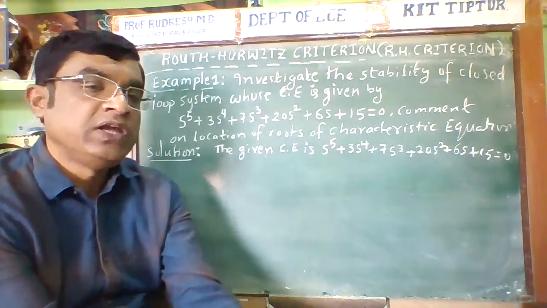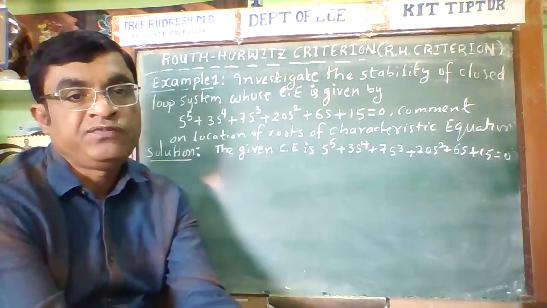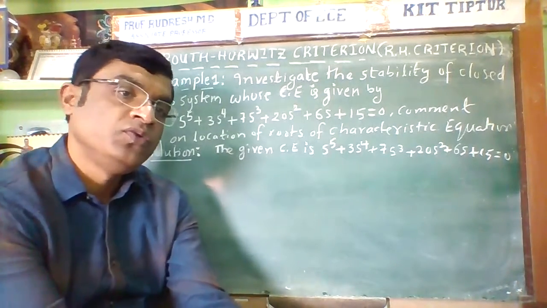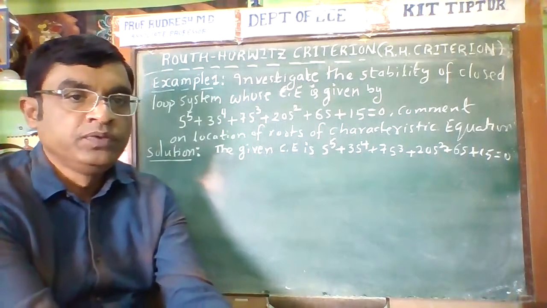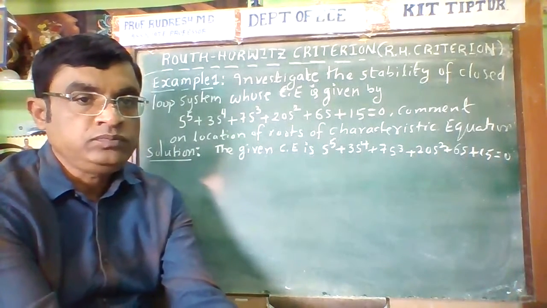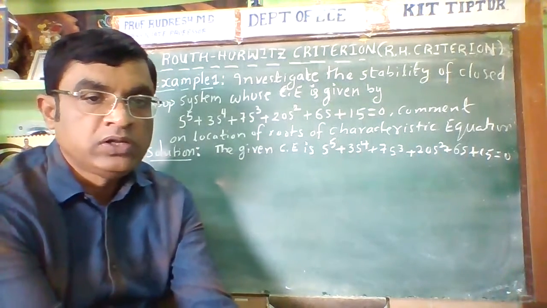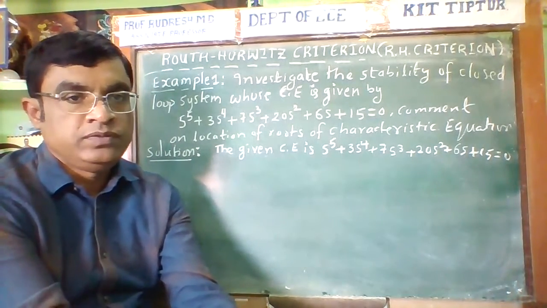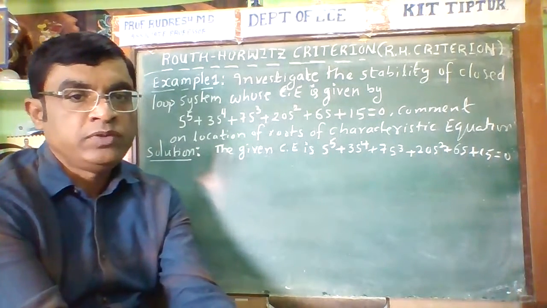If all the roots of the characteristic equation lie on the left half of the S-plane, then the system is stable. If any one root, or all the roots, are lying on the right half of the S-plane, then the system is unstable, and the system is called an unstable system.